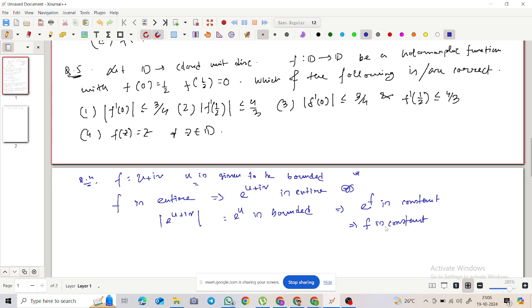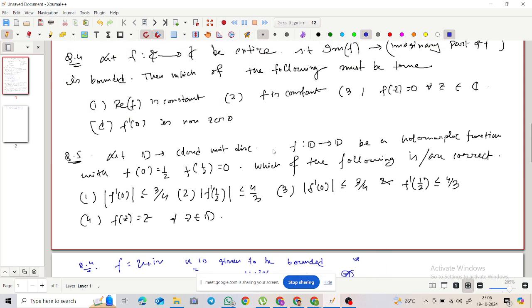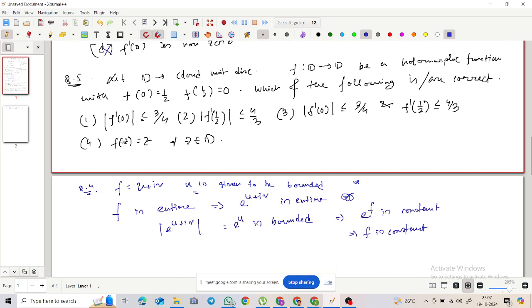But the mistake we make is that we only take this. Don't do that. Take this as well, right? F prime 0 is non-zero. No, these are wrong. So this is not true. This is not true. Try question number 5.